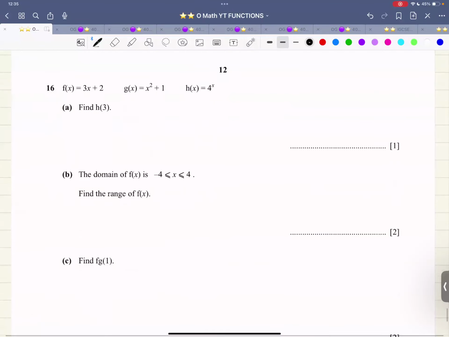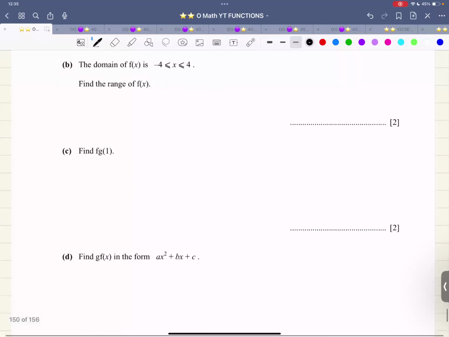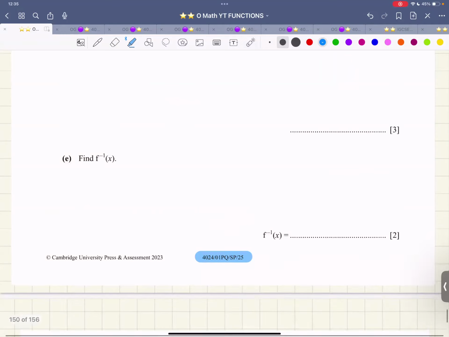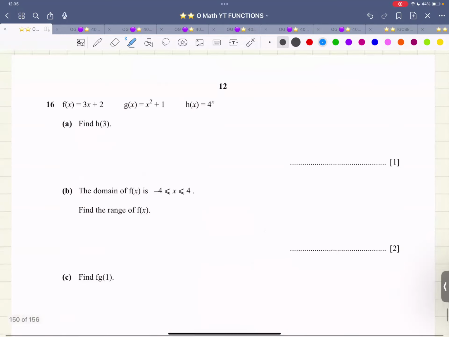Now, let's look at the first question. First of all, where is the question from? The question is from the specimen practice paper. There were 2 practice papers and 2 specimen and 1 practice paper. So 3 paper 1s, 3 paper 2s, and those are the videos that I've made, and you can check them out on my channel. So f(x) is this, g(x) is this, h(x) is this.